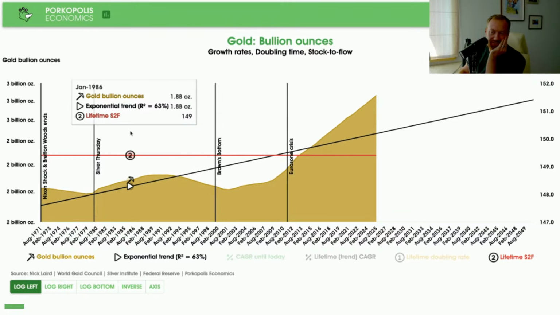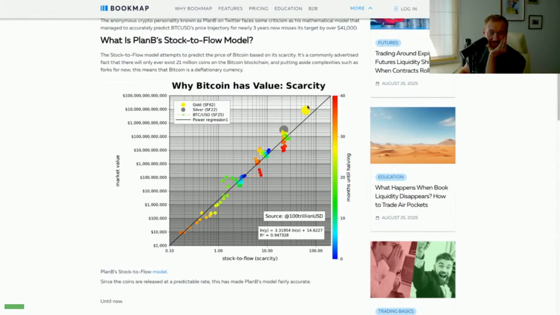The lifetime bullion stock to flow is 150. So why shouldn't we use 150 in this chart for gold? Why shouldn't we put the gold stock to flow way over here? It'd be way off this line. Okay, let me show you the actual year difference. So if I went to August 2024, I need that number.